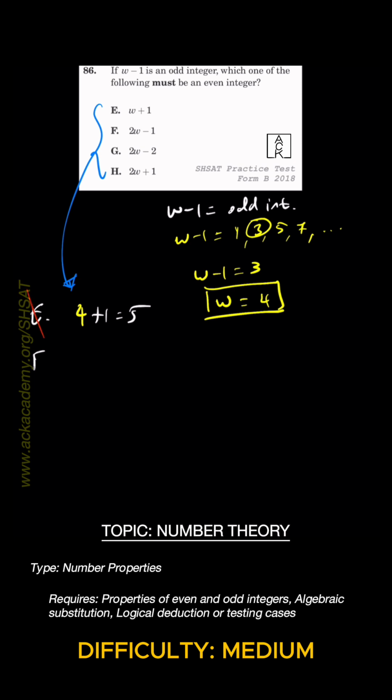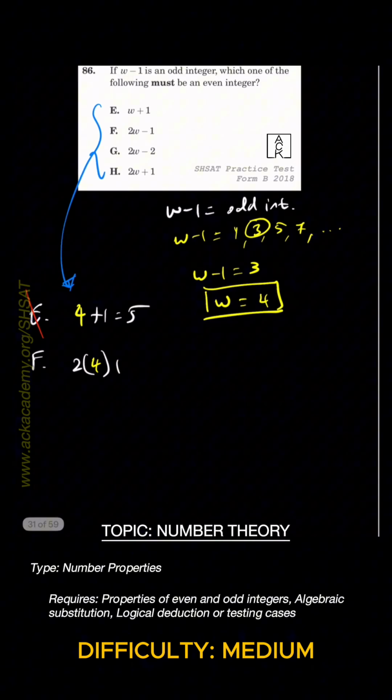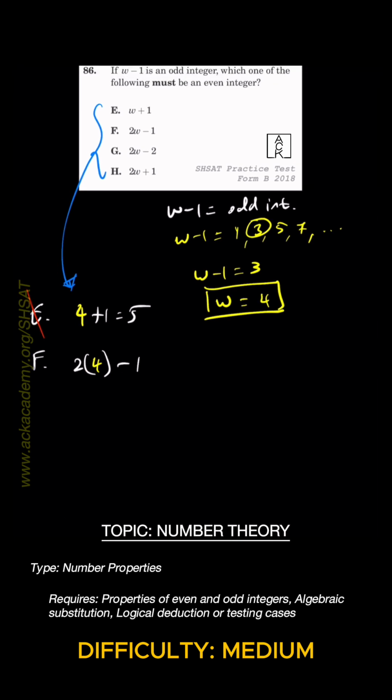Let's look at F, which is 2 times 4 minus 1, 8 minus 1, which is 7. Also an odd integer, doesn't work.